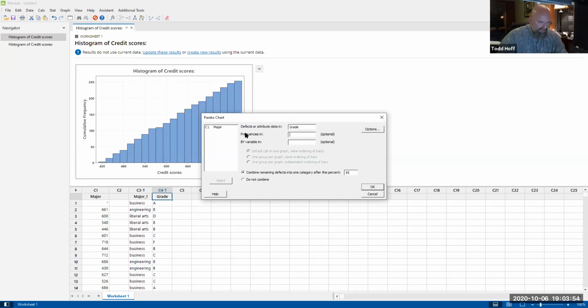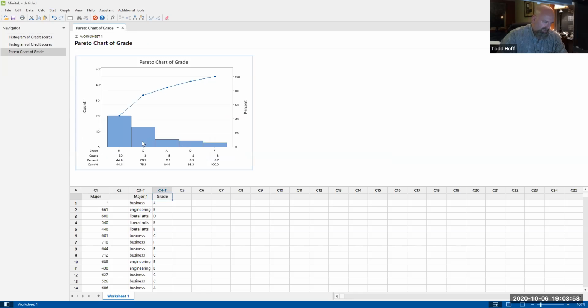Our frequencies then are optional. So we're just going to look at our grades here for now. And you can see here, it doesn't put them in order. We would have to go back in and edit what order we want those in. But it gives us the different grades, the frequency of the different grades. And then this line here gives us the cumulative frequency of those different grades.